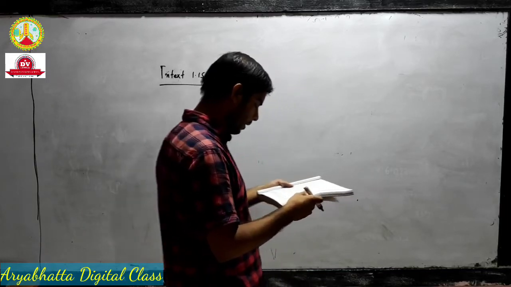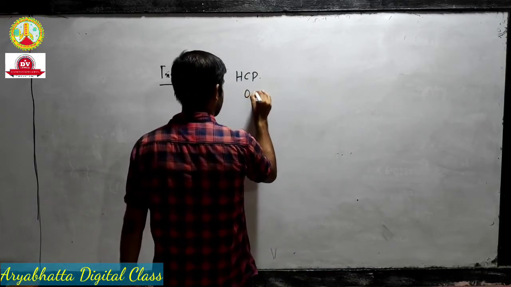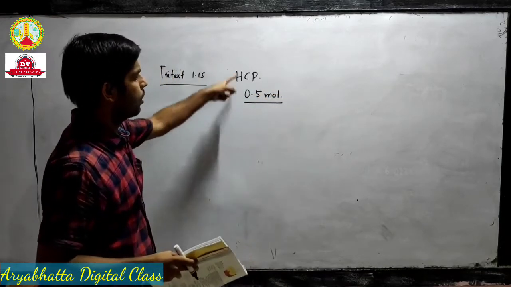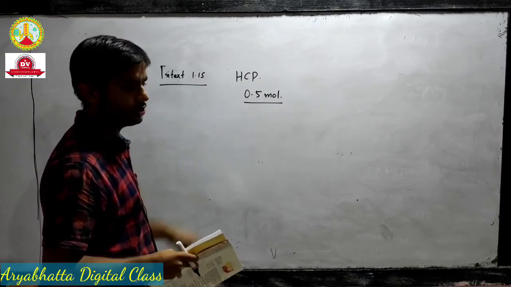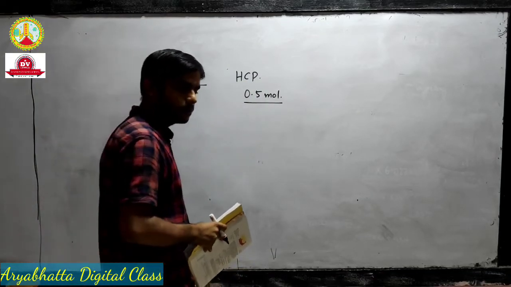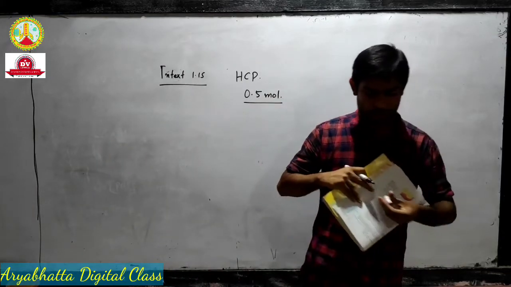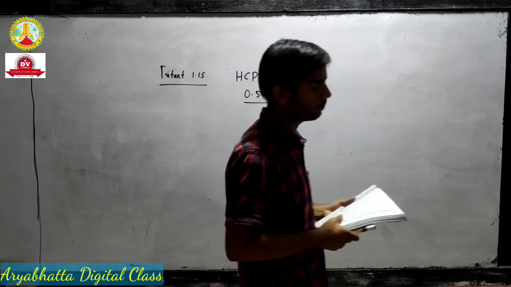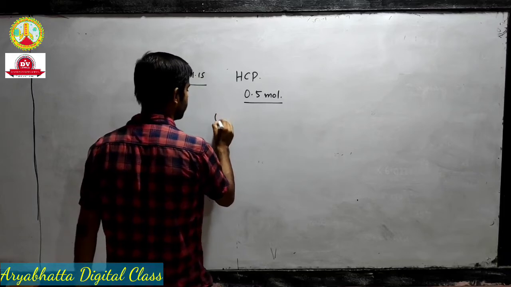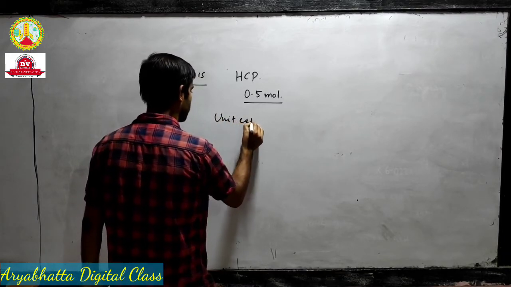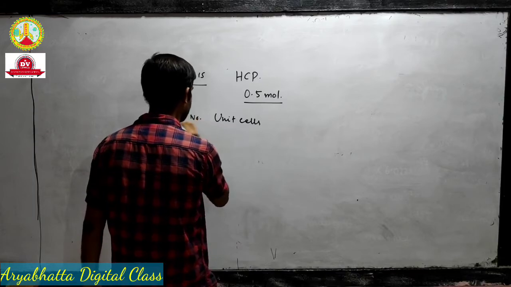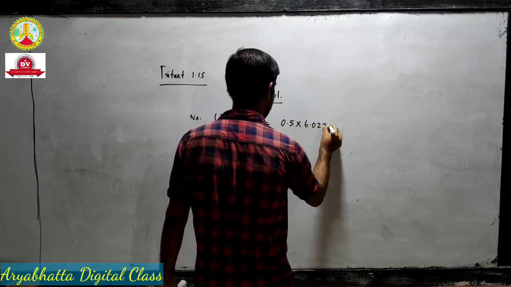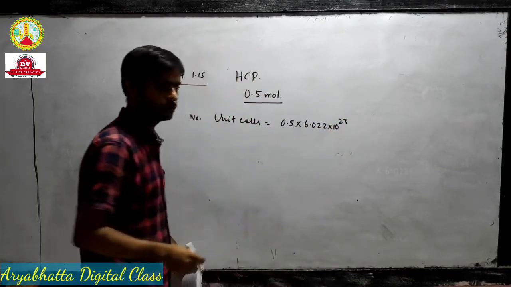What is the total number of voids in 0.5 mole? 0.5 mole. That means how many HCP structures, how many HCP unit cells are there? So total HCP unit cells are how many? 0.5 mole means total unit cells are, so this is the number of unit cells.